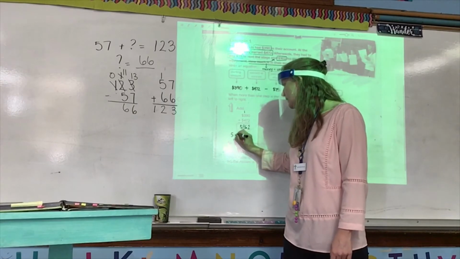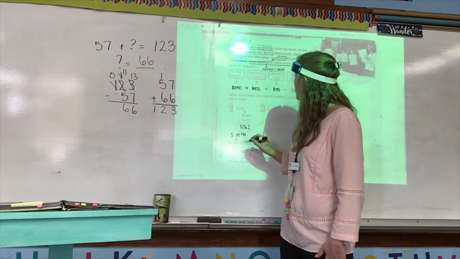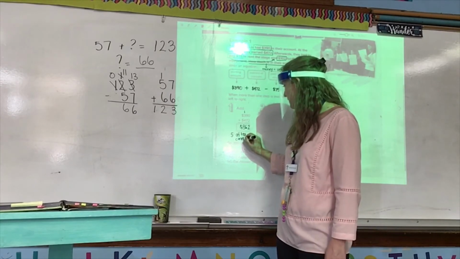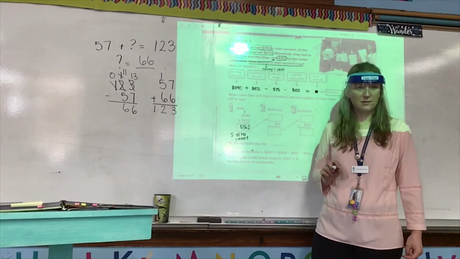Money after concert. So now that's how much they have. They earned all that money. That's how much they have.